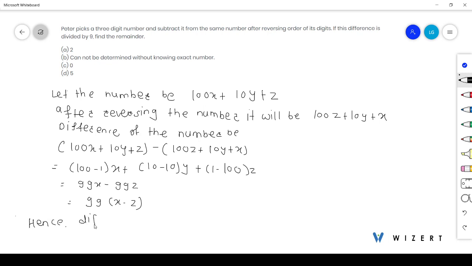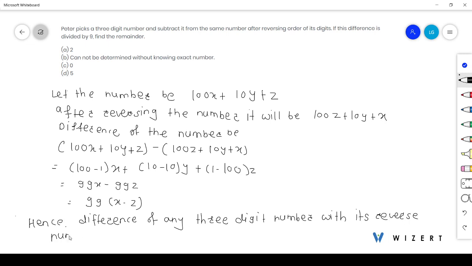the difference of any 3-digit number with its reverse number is, we can observe here, an exact product of 9. That is, it is divisible by 9.